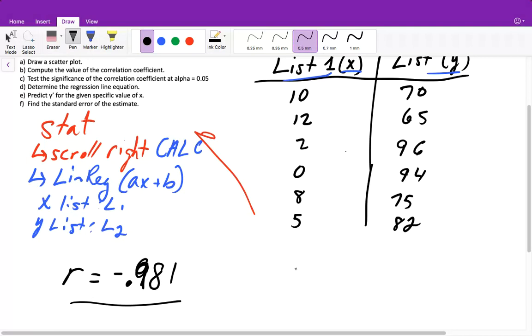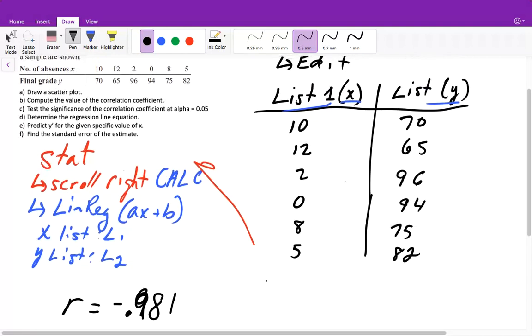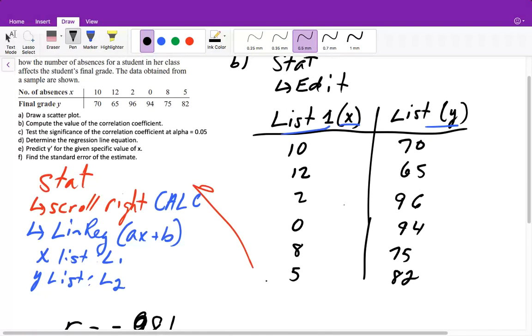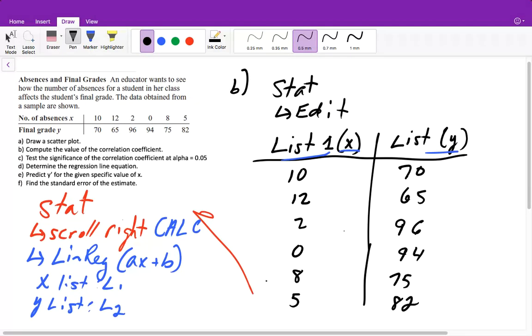And remember, the closer it is to positive 1 or the closer it is to negative 1, that means more of a linear relationship that it has, which then means that our Y is a result of our X values, meaning that they do affect each other. All right, there is a correlation between them. All right, so that is our answer for B. So let me erase all this.